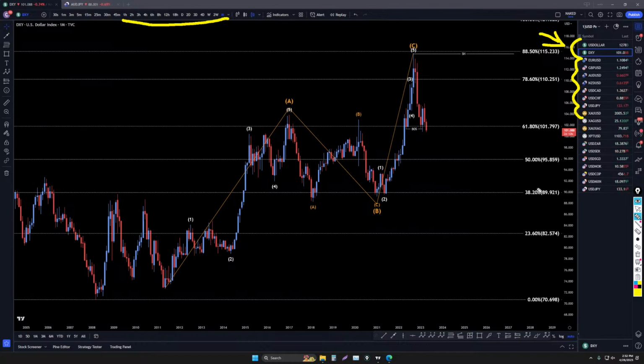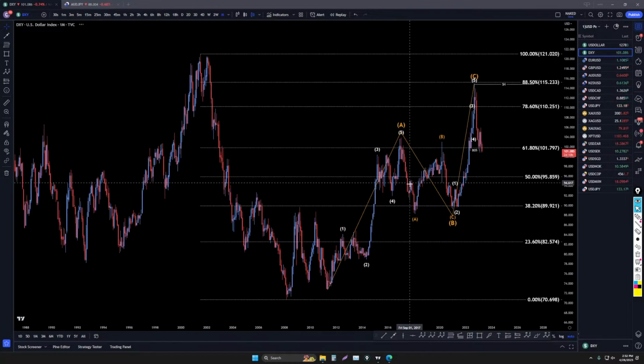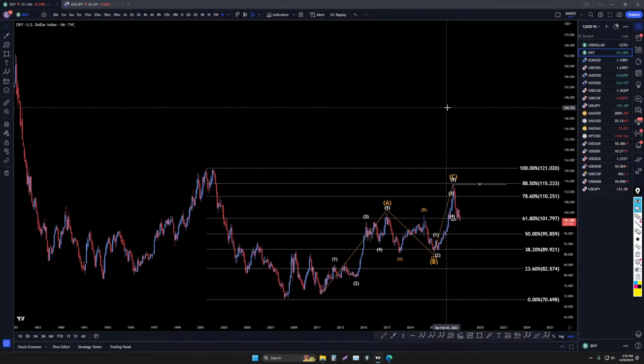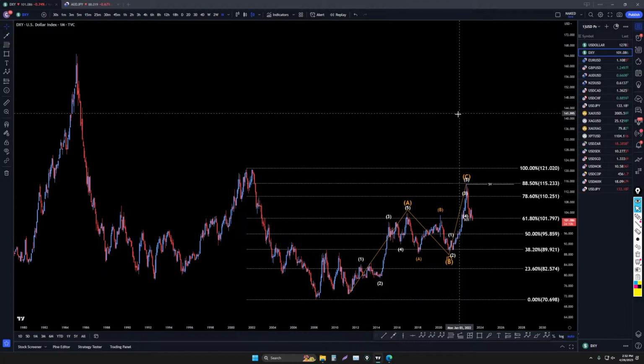I'm just writing down a couple last requests from my Patreon members. So yeah, let's get started on the DXY monthly. And I do like to zoom out a little bit on this DXY monthly so we can get a little bit more of a perspective about what I am seeing here.